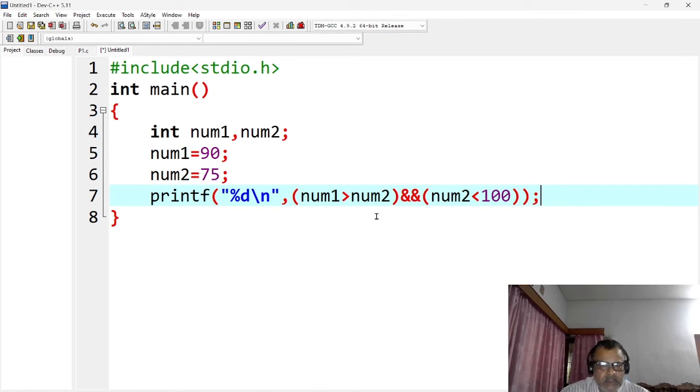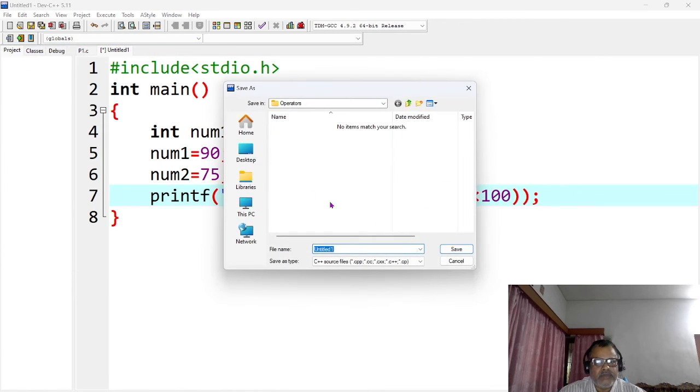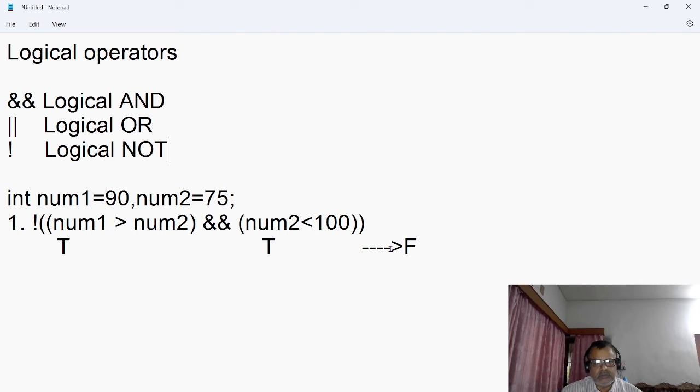So now let us check first this one. Okay, then I want to save it, and I want to save it as... what is this?